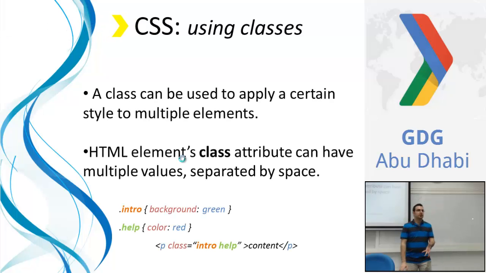So it's always easier for us to use classes because you always have multiple elements with the same styling, and since the IDs are always very specific, you don't need to repeat all the IDs for everything. So here in this case we have the paragraph element with both classes intro and help. You just need to separate them with a space, that will define it as two different classes, and here you give some properties for the class intro and some properties for the class help. Okay.